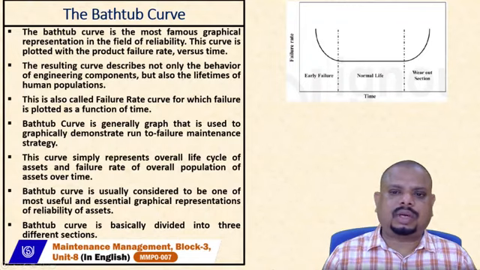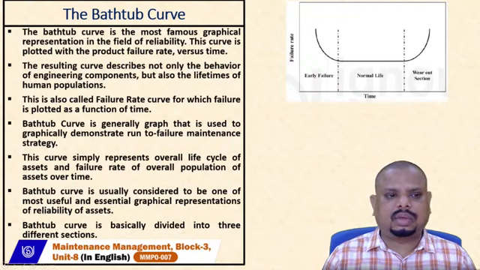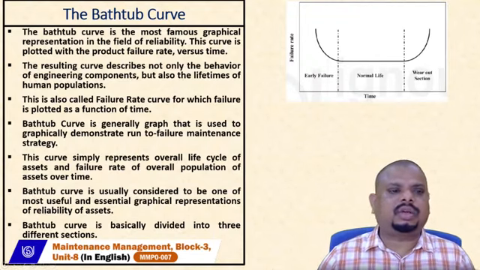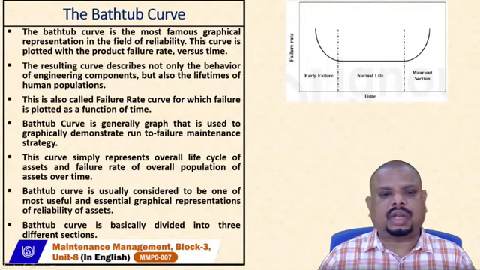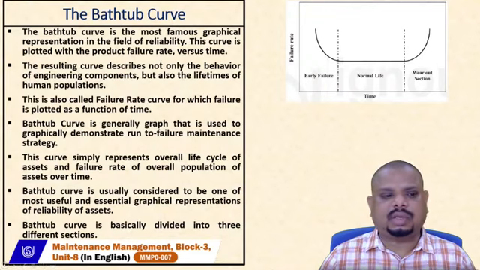If you go to the fundamental concept of the bathtub curve, which is applied in the field of reliabilities, it is a famous graphical presentation of reliabilities, and this curve is plotted between product failure rate versus time. The resulting curve describes not only the behavior of engineering components but also the lifetime of human populations. So it is also applied to various fields. This is also called the failure rate curve, for which the failure is plotted as a function of time, and the bathtub curve is generally a graph used to graphically demonstrate run-to-failure maintenance strategies.